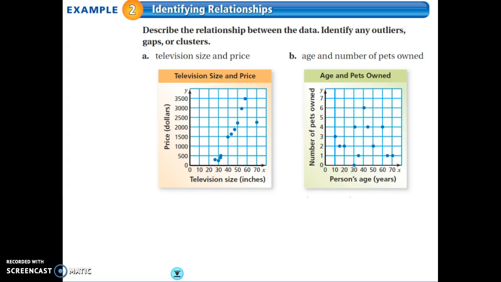In example 2a, I'm going to describe the relationship between the data. I need to identify any outliers, any gaps, or any clusters. So looking at A, I would say that this is a pretty positive relationship, and I would also say it's linear. So it has a positive linear relationship.